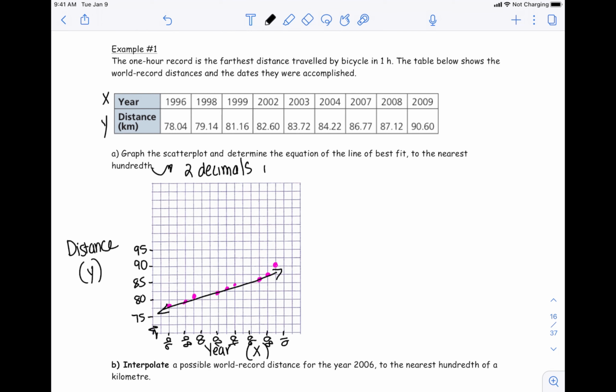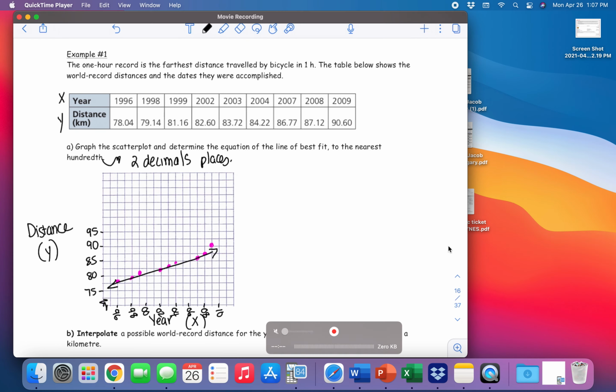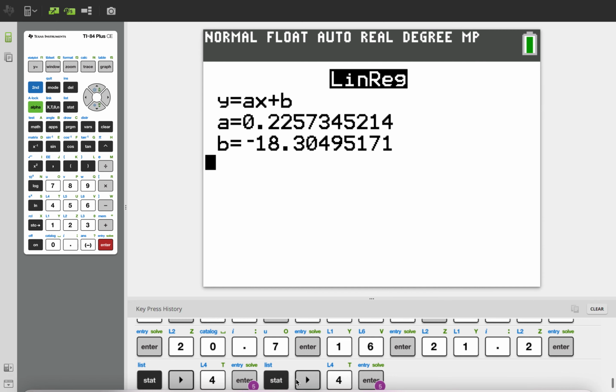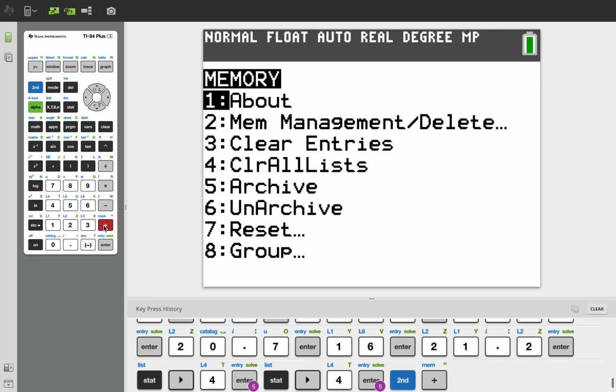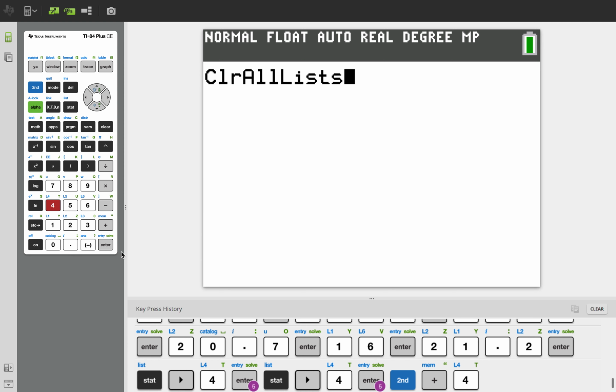Okay, so we're going to do the same thing we did before. We're going to put the year and the distance into our graphing calculator. Step 1 with your graphing calculator, you need to clear your list. You have to do second plus sign number 4. Press enter. It should say done.